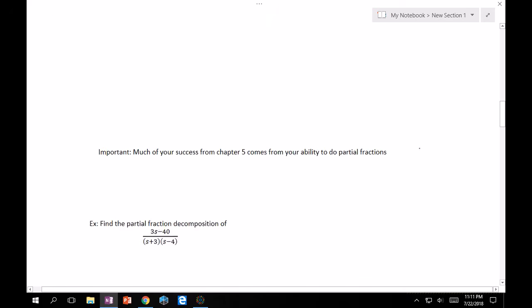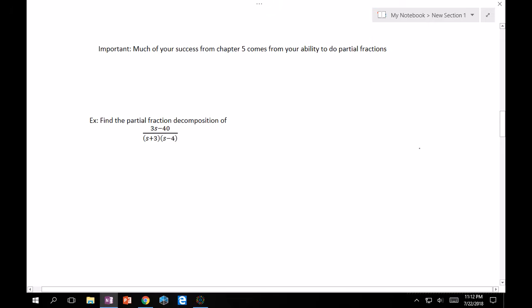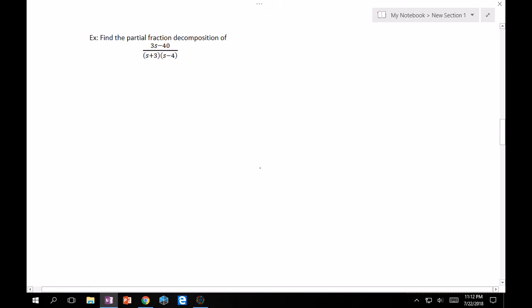Cool. Alright, this is pretty important. And I know it hasn't been obvious yet because we haven't solved diffEQs with these, but your success from here on out in this chapter heavily stems from your ability to do partial fractions. Partial fraction decomposition is just changing some rational function, whether it be some f of s over g of s, into something where the denominator is split up so that you can take these Laplace transforms a lot easier. And so to practice, let's just find the partial decomposition of 3s minus 40 over s plus 3 times s minus 4.